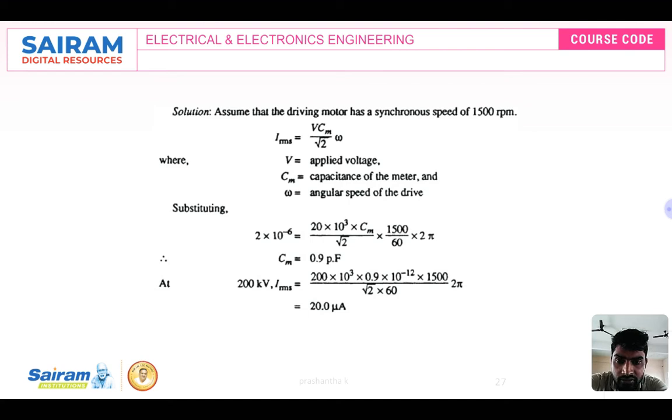Just substitute the values: I_RMS is given as 2 into 10 raised to the power minus 6, the minimum value, and V is given as 20 into 10 raised to 3, and Cm we need to calculate. If you want to convert to RPS, 1500 divided by 60, into 2 pi, where 2 pi gives omega. Finally we get Cm, the capacitance of the meter, equal to 0.9 picofarad. At 200 kilovolts, I_RMS is equal to 20 microampere.